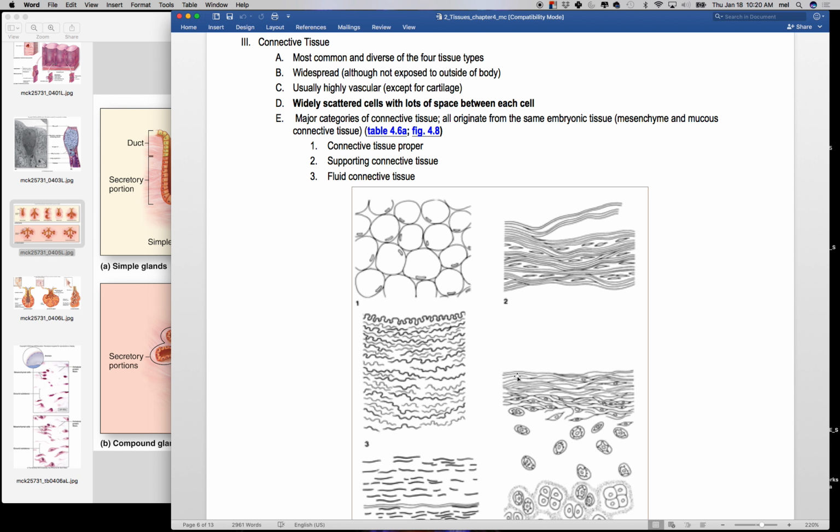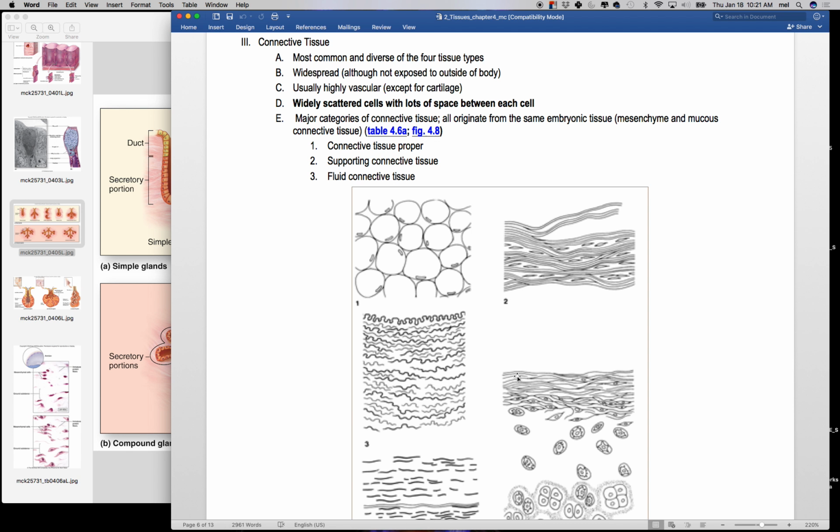Connective tissue is the most common tissue in the body. It's also the most diverse tissue in the body. So it's not like you can look at it and go, oh, that's a connective tissue, like you can with epithelial tissue, because you've got bone, you've got blood, you've got fat, they're all connective tissues. It is really widespread, with the exception of the fact that unless you're having a really bad day, it's not exposed to the outside of the body. Like if a bone is poking through, that's not a good day. So it should never be exposed to the outside of the body in a healthy person, okay?